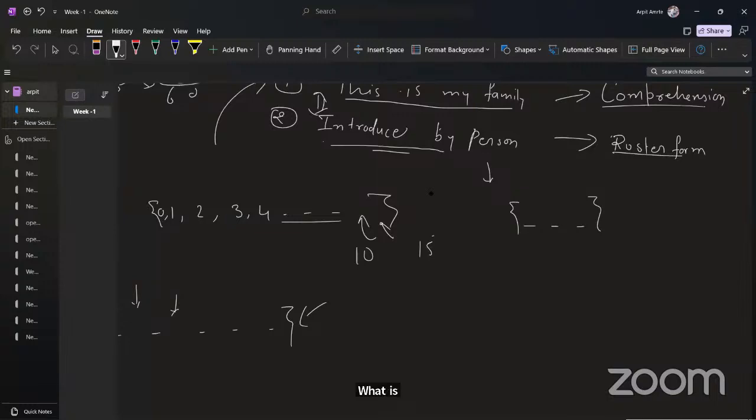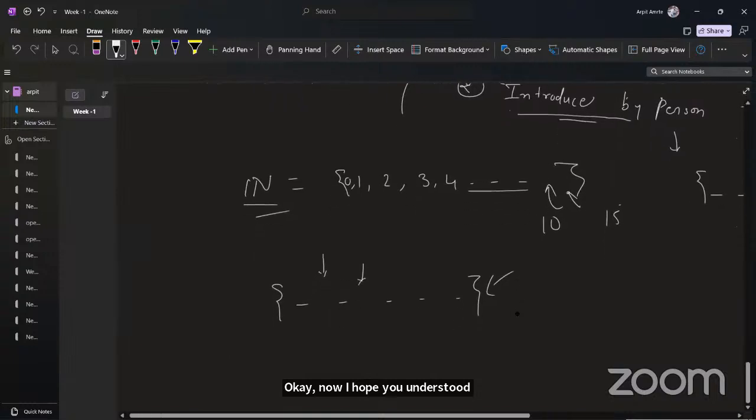So both are equivalent, but sometimes I am able to write my set by roster form, or sometimes by comprehension form, just like the set of real numbers. Now I hope you understood.